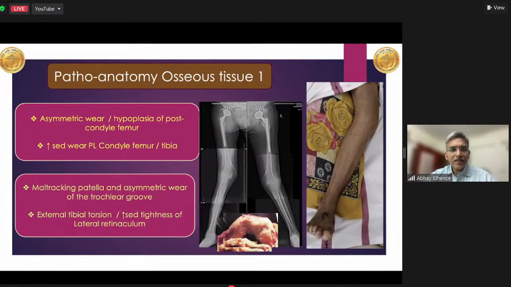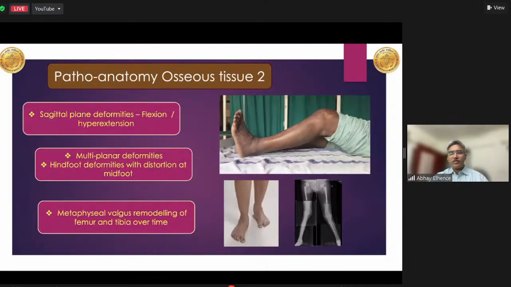On the osseous side, there is an asymmetric wear and hypoplasia of the posterior condyle of the femur, as well as the posterolateral condyle of the femur and the tibia. There may be an erosion of the trochlear groove and an asymmetric wear causing maltracking of the patella. There will be external tibial torsion and increased tightness of the lateral retinaculum, which is exaggerated by the chronic valgus remodeling of the distal femur and the tibia, and even in extra-articular deformities.